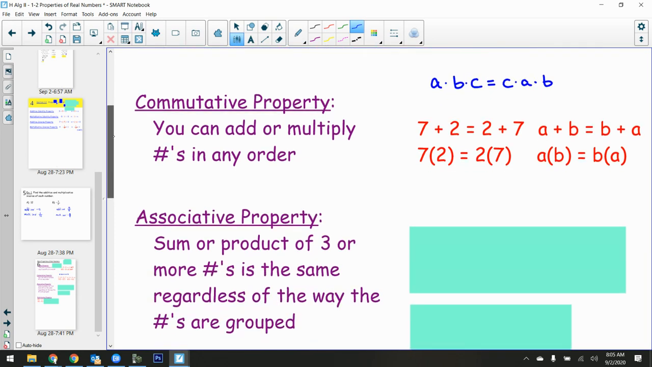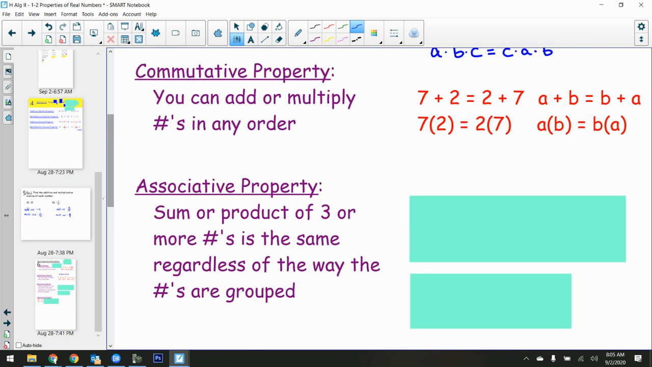The associative property says that the sum or product of 3 or more numbers is the same regardless of how you group them. Okay? Regardless of how you group them. I like to think about different groups of people associating with other groups of people, right? You kind of stay in your own little group. The associative property just says that if you change up the grouping, you've still got the same amount of people in the room.